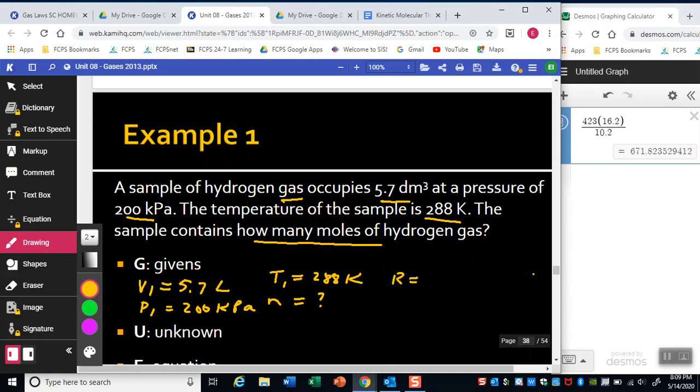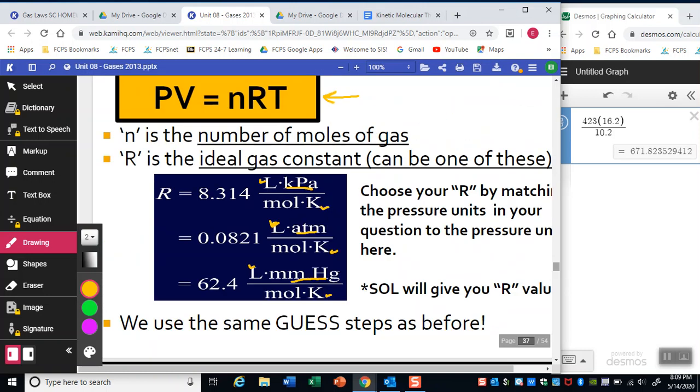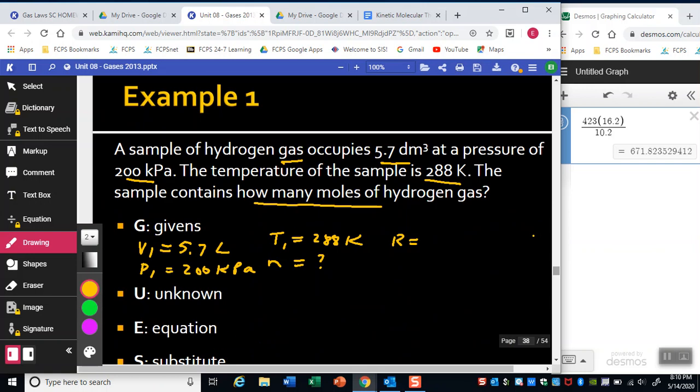So I need to figure out what constant I'm going to use. Let me go back. I've got liters, kilopascals, and kelvins. So let me see what that would be. Liters, kilopascals, and kelvins. So I'm going to use the 8.314. That's kind of like pi, 8 pi. That's how I'm going to remember that. 8.314.